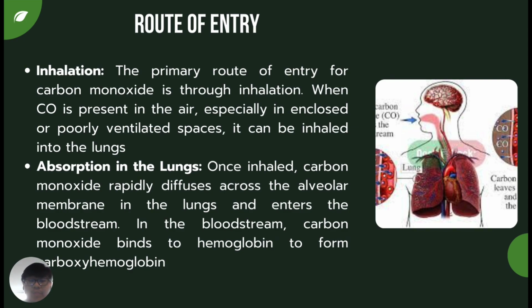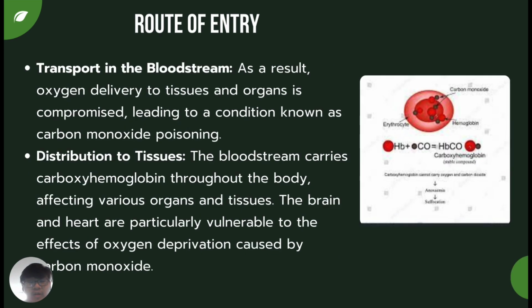Next, it will then be absorbed in the lungs. Once inhaled, carbon monoxide rapidly diffuses across the alveolar membranes in the lungs and enters the bloodstream. In the bloodstream, carbon monoxide binds to hemoglobin to form carboxyhemoglobin. Then it will transfer in the bloodstream. Carboxyhemoglobin is a stable complex that reduces the blood's ability to carry oxygen. As a result, oxygen delivery to tissues and organs is compromised, leading to a condition known as carbon monoxide poisoning.